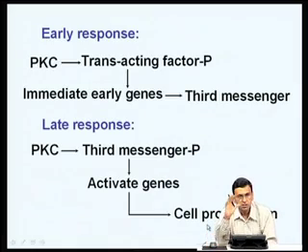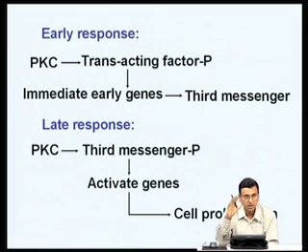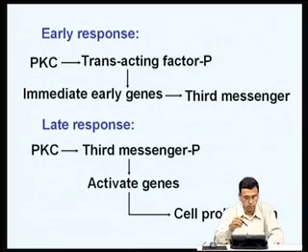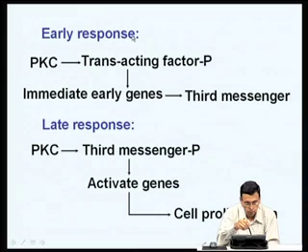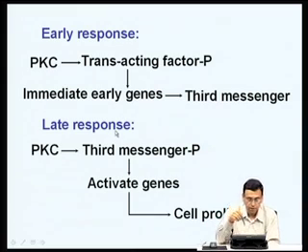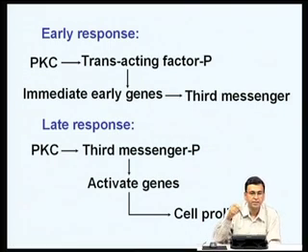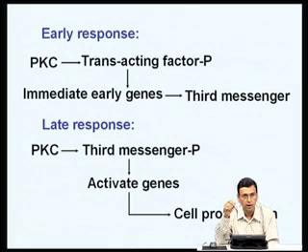Now, it turns out cell proliferation in general happens in two different phases. One is called the early response and another is called the delayed response or the late response. Very interestingly, protein kinase C plays a very important role both in the early response as well as in the late response. Now, this is a very brief schematic sketch that tells you how protein kinase C acts as a regulator of cell proliferation.